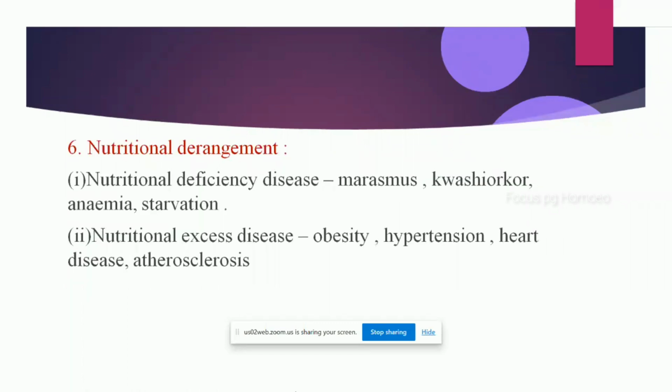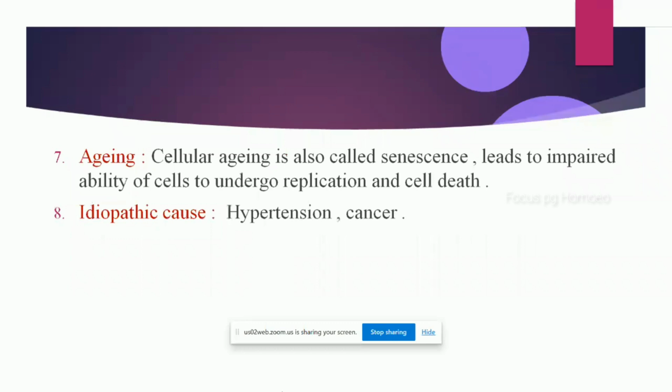The next one is nutritional derangement. First one is nutritional deficiency disease. Examples are marasmus, kwashiorkor, anemia, starvation. Then next one is nutritional excess disease, which means obesity, hypertension, heart disease, atherosclerosis. These are the nutritional derangements.